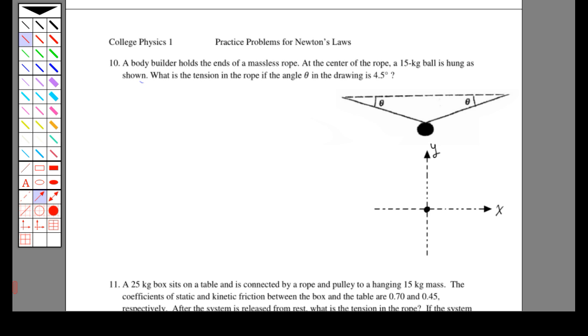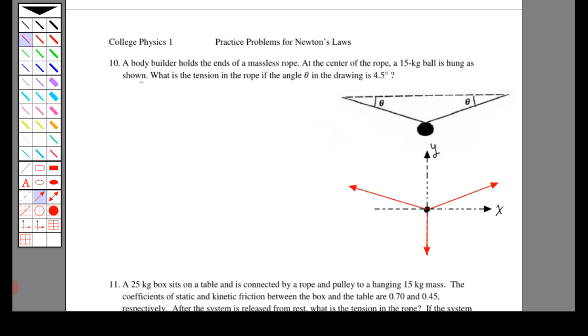So the first thing I'm going to do is draw the free body diagram for the ball. Okay, the first thing is we know that one of the forces is the weight of the ball, which is downwards. We also know that there are two other forces. There's the tension of the rope, which is up and to the right, and there's the tension in the rope, which is up and to the left.